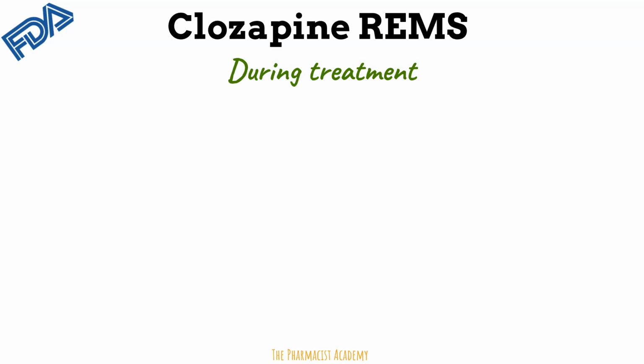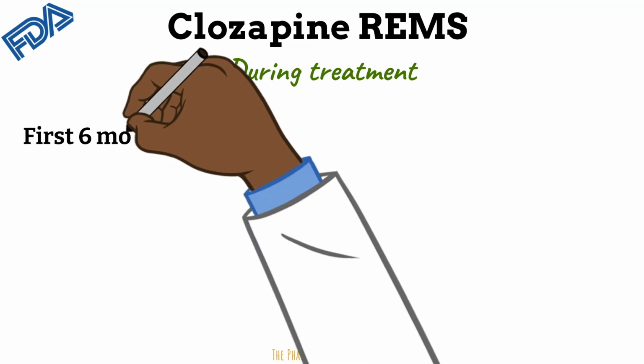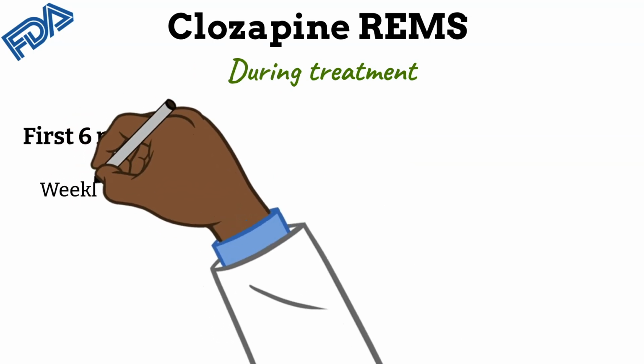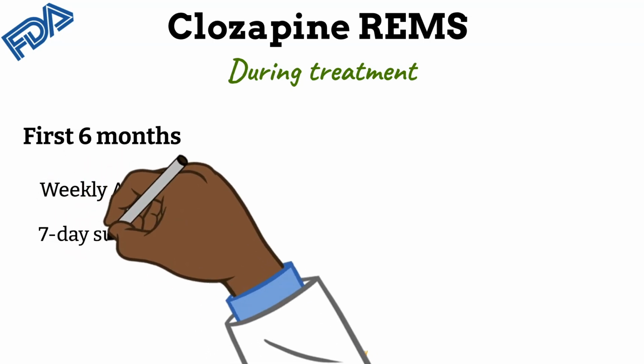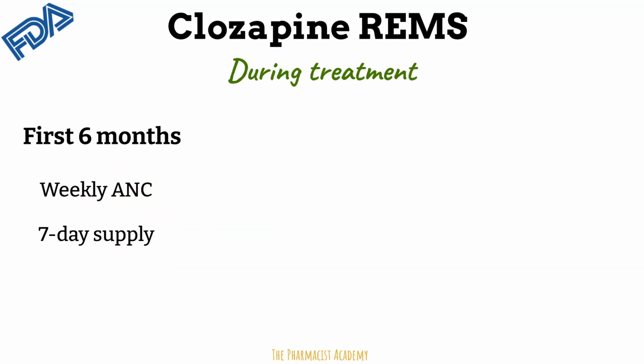The reporting of the ANC is usually done by the physician, and then the dispensing pharmacy must verify these values before dispensing the drug. The ANC monitoring is as follows. For the first 6 months of treatment, weekly ANC monitoring is required. Now, because of the monitoring schedule, the maximum daily supply of clozapine that can be dispensed is 7 days. So the pharmacy can only dispense a 7-day supply at a time during the first 6 months.